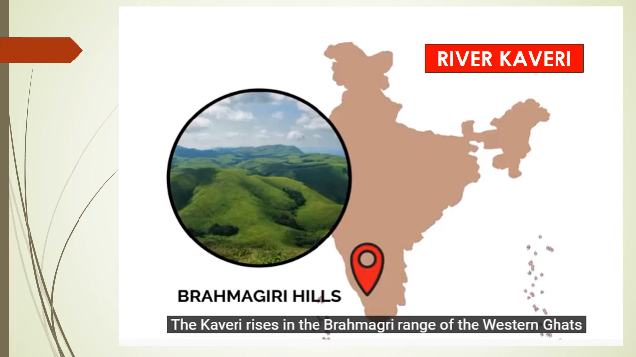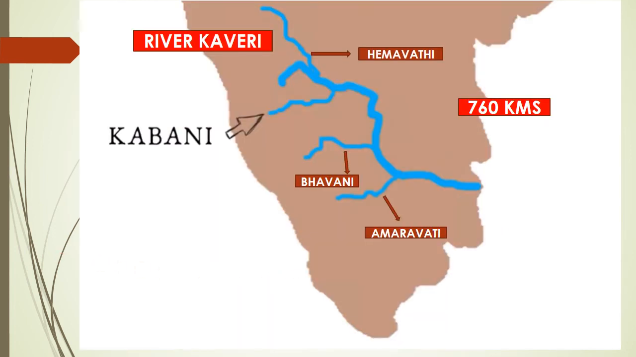River Kaveri rises in the Brahmagiri range of the Western Ghats. Now River Kaveri starts from the Brahmagiri range of the Western Ghats and then it flows south of Cuddalore in Tamil Nadu and finally it drains in the Bay of Bengal. This entire journey is about 760 kilometers and the main tributaries of Kaveri River are Amravati, Bhavani, Kabani and Hemavati, and it drains Karnataka, Kerala and Tamil Nadu.